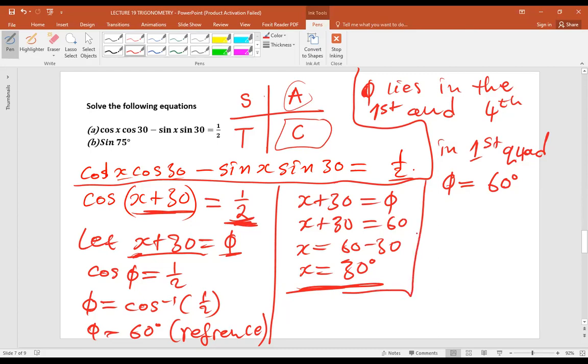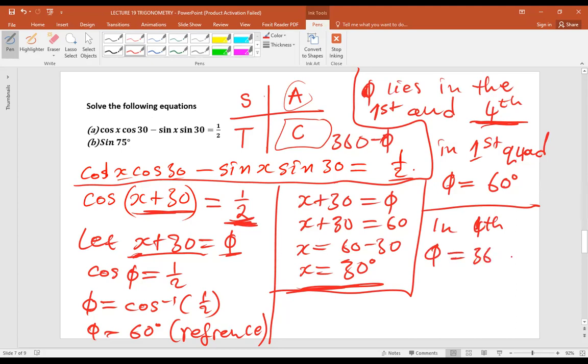Then for the other value of x, we get the phi which is in the fourth quadrant. We know that in the fourth quadrant, we find the angle by saying 360 minus the reference angle that we have found. So in the fourth quadrant, phi is equal to 360 degrees minus 60, meaning phi is going to be equal to 300 degrees.